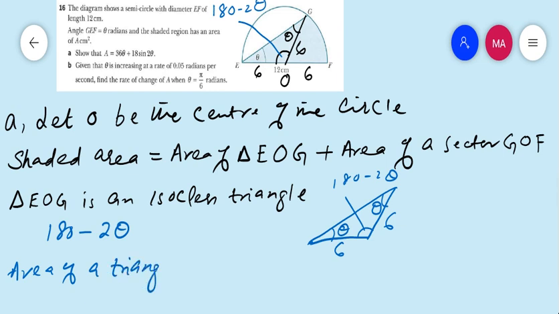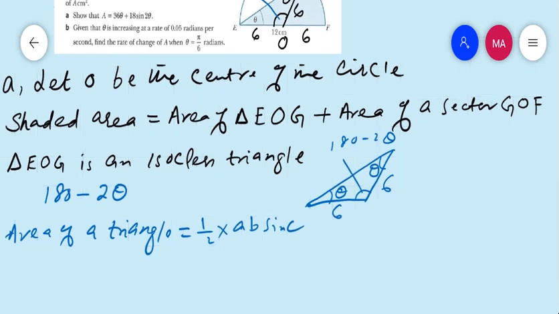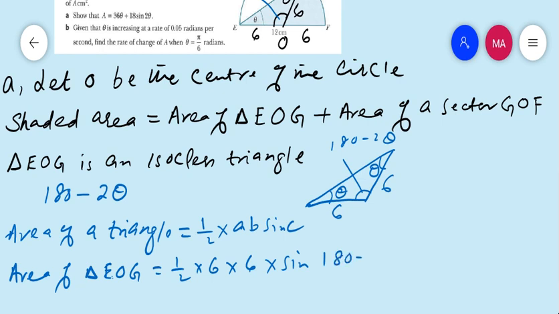Now area of triangle, what is the formula of area of a triangle? If the triangle is not a right angle triangle, and if we don't have the coordinates, the formula is 1 upon 2 multiplied by ab sine C. This is the formula which you study in O level math. So area of triangle EOG is equal to half, 6, 6, and sine of the angle at O. We have found 180 minus 2 theta.